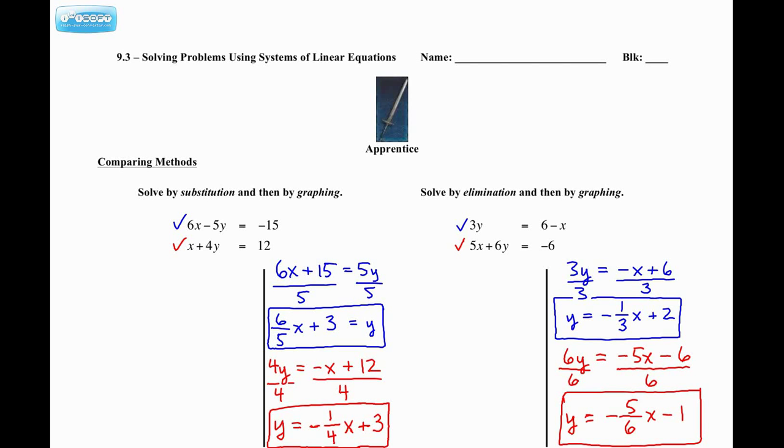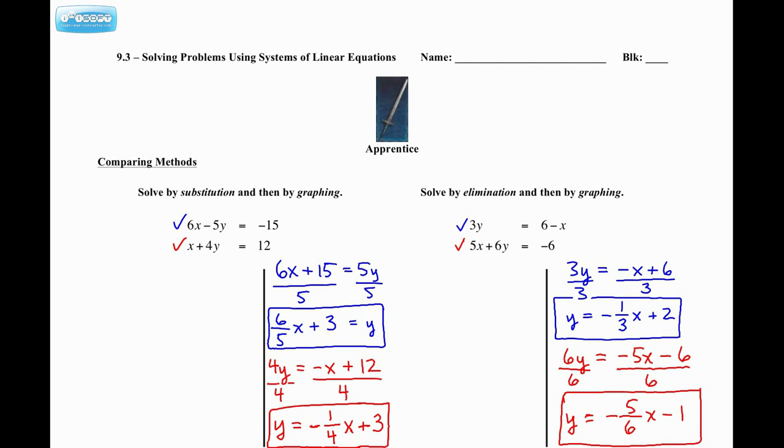Okay, Chapter 9, Section 3. In this video, in the Apprentice video, we're just going to begin by comparing different methods that we've used in the past to solve systems of equations. And of course, when we're solving the same problem, even if we do it a different way, we should of course still get the same answer.